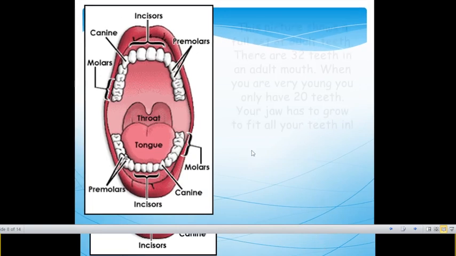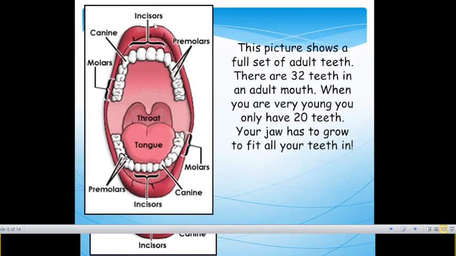Then you can see here an image of 32 teeth, and there is a tongue here, throat here, incisors, canines, premolars, molars and premolars, incisors, canines and molar. All these are present. So you can see the picture is showing 32 teeth, and here you see there are four incisors, canines, molars, premolars, all these are present.